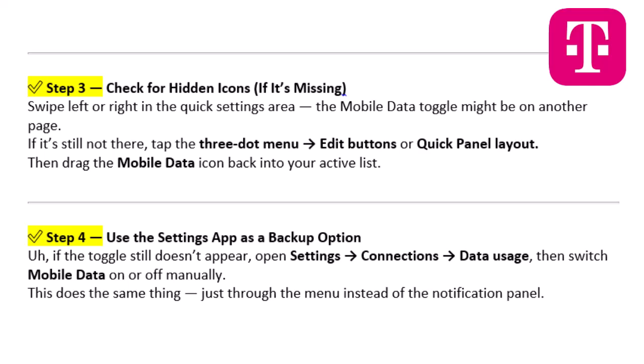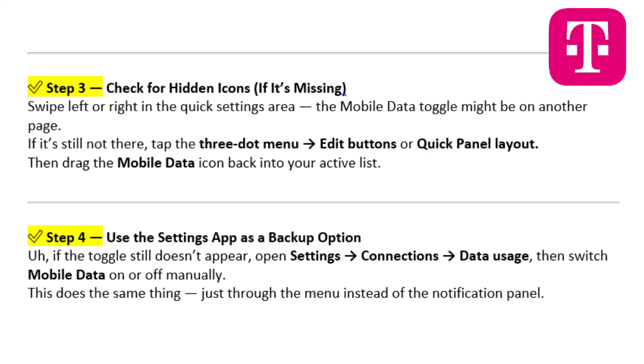Step 3. Check for hidden icons if it's missing. Swipe left or right in the quick settings area. The mobile data toggle might be on another page. If it's still not there, tap the three-dot menu, edit buttons, or quick panel layout. Then drag the mobile data icon back into your active list.